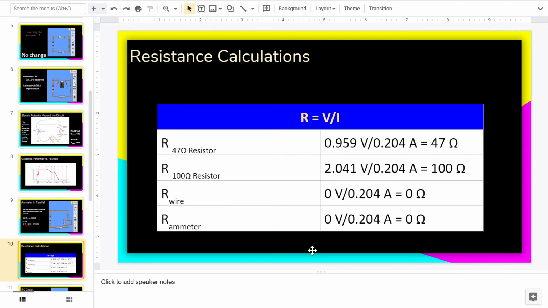Resistance calculations. Using Ohm's law, we could calculate the resistance for each of the pieces of the circuit. The resistance for the 47 ohm resistor was indeed 47 ohms. Same for the 100 ohm resistor, it was 100 ohms. And for the wire and ammeter, the resistance was equal to 0 ohms each.